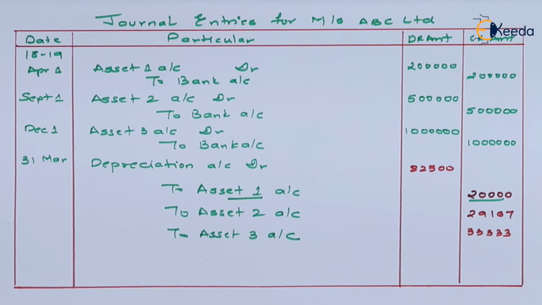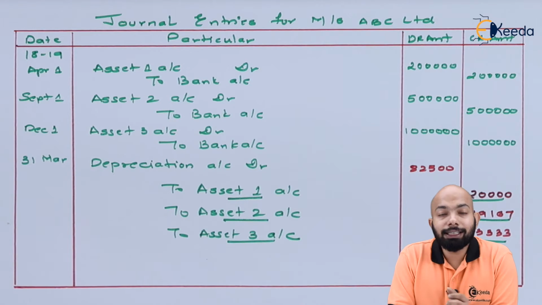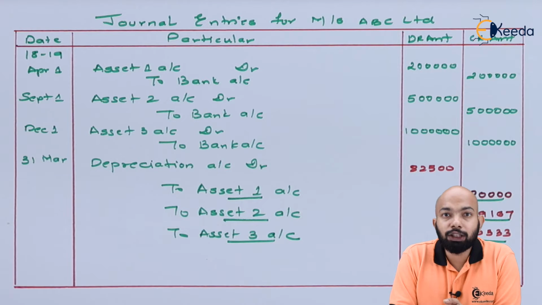Asset 2, 29,167 rupees on it. Asset 3, 33,333. This is the journal entry that we have passed for the financial year 18-19. We'll further pass the journal entries for the next year, which will mark the closure of this sum. Now, we'll prepare the journal entries for financial year 19-20.